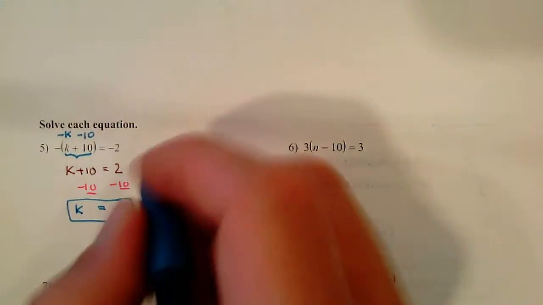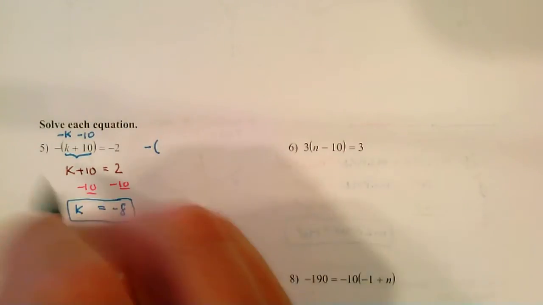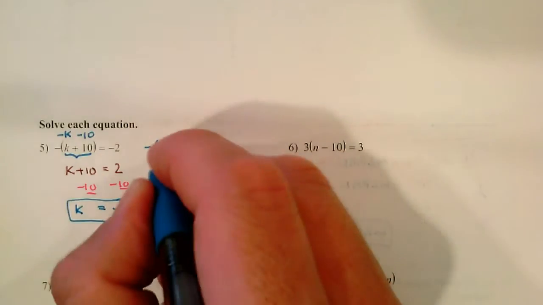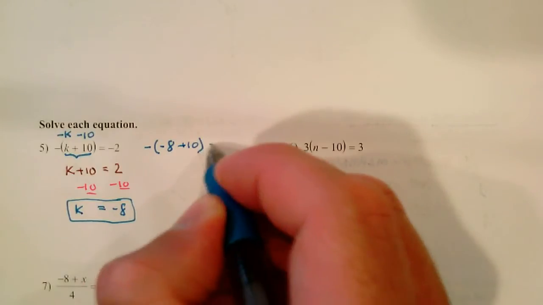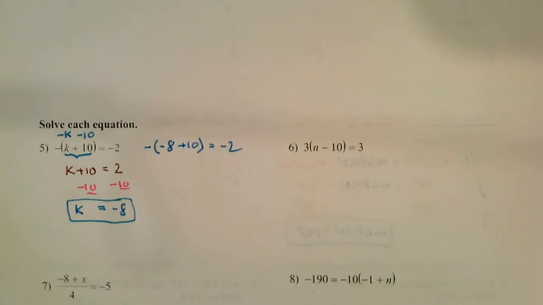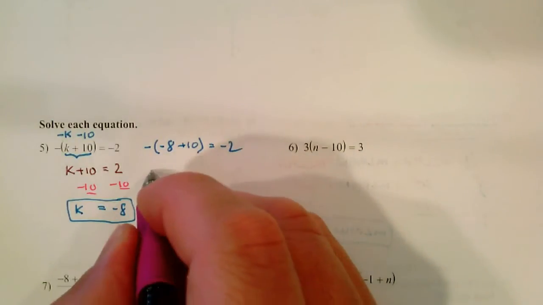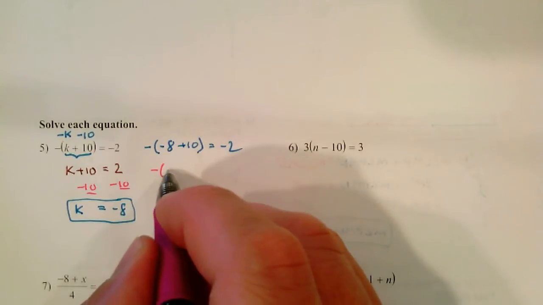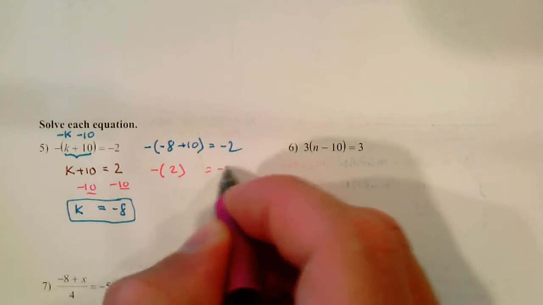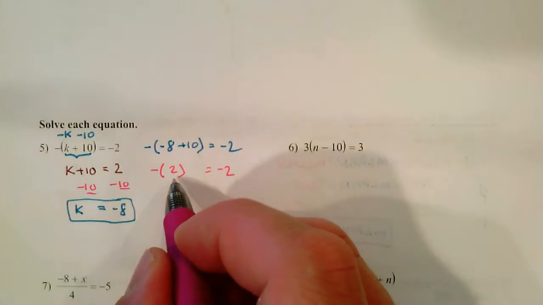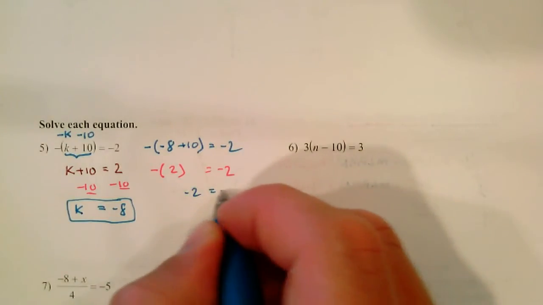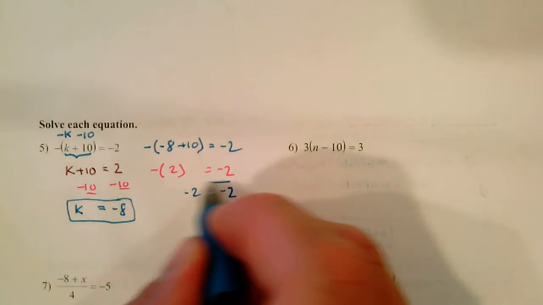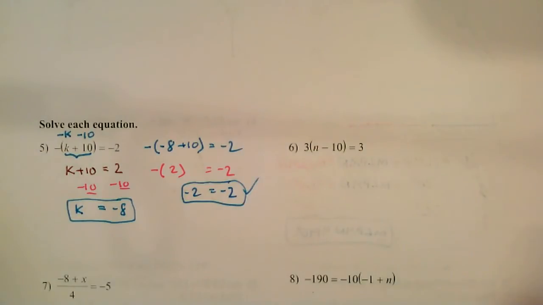Let's go back and check. Negative, there's our k, it's a negative 8, plus 10 equals negative 2. Negative 8 plus 10 is positive 2, and the negative of a positive 2 is simply a negative 2. All right? And check. We're done. Good job.